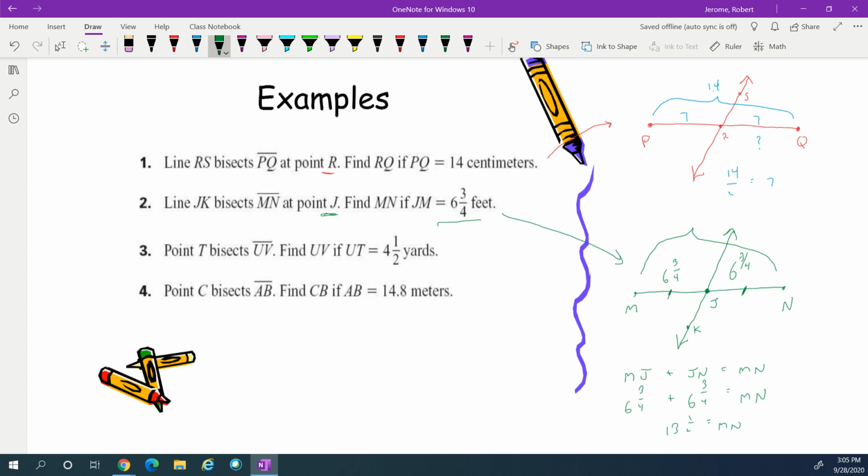Okay. So two things happening when we work with midpoints. Either the two little pieces are equal, or we add them up to get the big one, because segment addition didn't go anywhere. So in this example, we're adding MJ and JN, and as long as we know the measurement of one, we know the measurement of both.